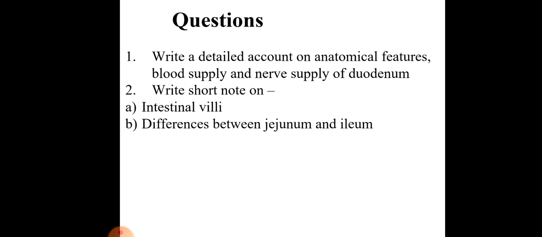Now come to the questions which can be asked in your exams. First is write a detailed account on anatomical features, blood supply and nerve supply of the duodenum. So in this you have to discuss the structure of the duodenum along with its blood and nerve supply. Then the second question is write a short note on intestinal villi. So in this we have to discuss the structure of the intestinal villi and differences between jejunum and ileum.